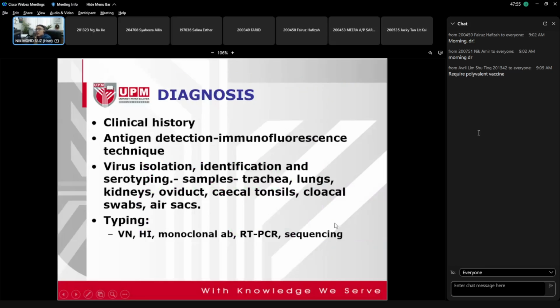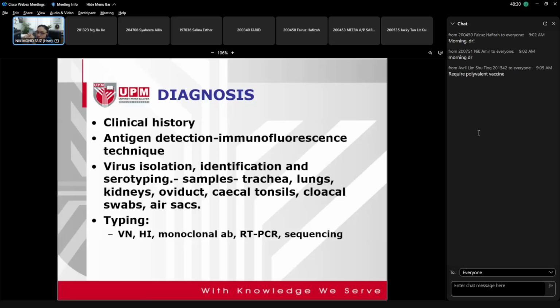On diagnosis, usually we do diagnosis based on the clinical history. You'll see the signs of respiratory disease, vaccination status, and whatnot. And then you can do antigen detection, immunofluorescence techniques, and you can also do virus isolation, and you can also do typing. You want to know what serotype it belongs to, what strain it belongs to. Usually we do sequencing. But the most common one, kalau sekarang ni, we just do serology, ELISA, okay, and then we do PCR. Senang, okay.